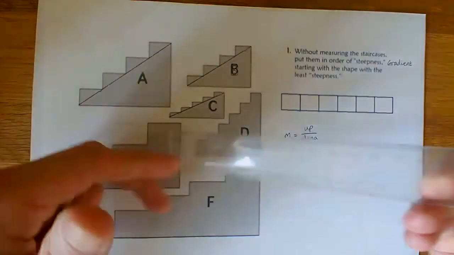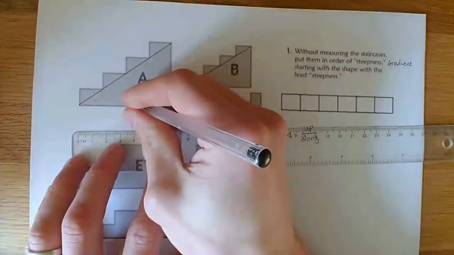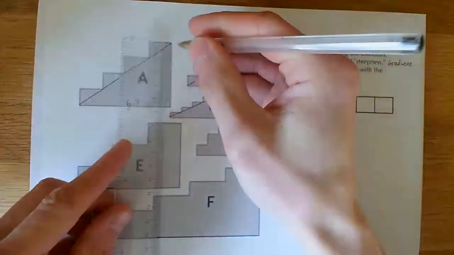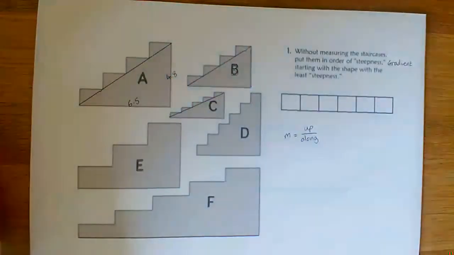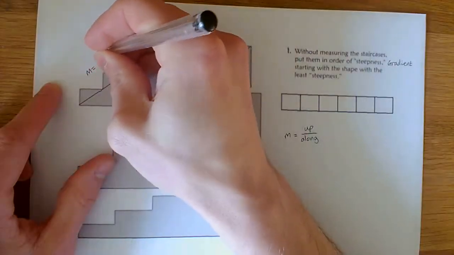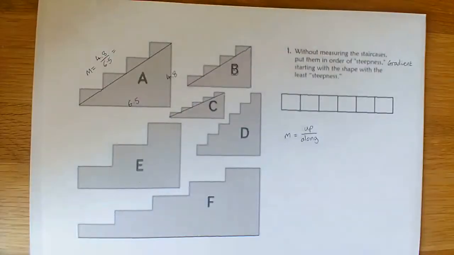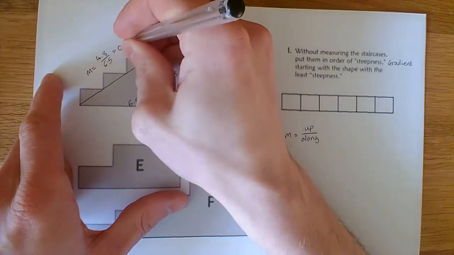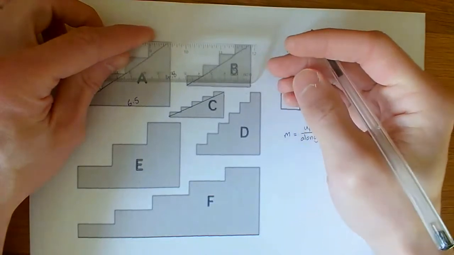We are going to measure each of these. Now I'm going to do this reasonably quickly just so we don't have to spend loads of time on it. I am finding 6.5 there and measuring my height here, I make that 4.8. So my gradient m is 4.8 divided by 6.5, and I can get my calculator out and work that out. If I do that, I get 0.74.